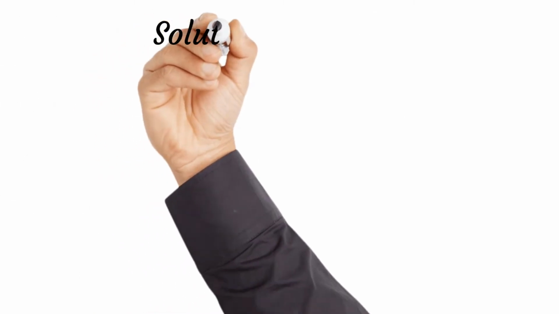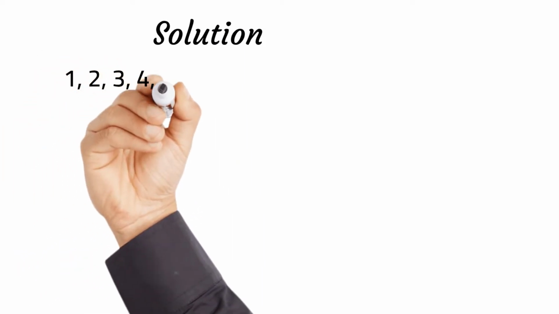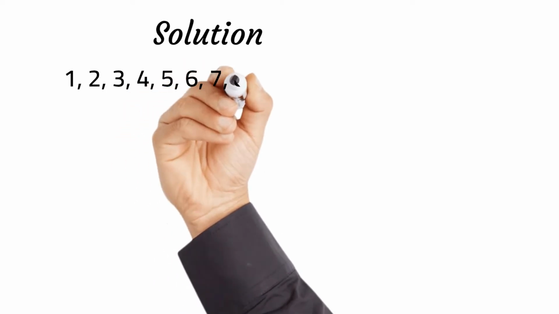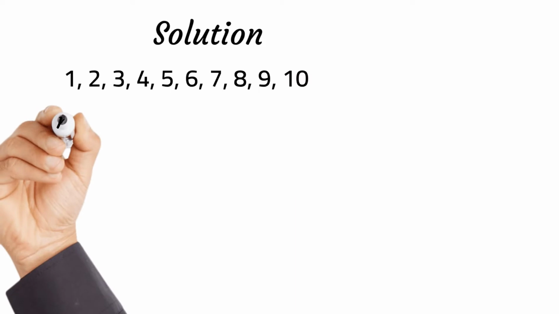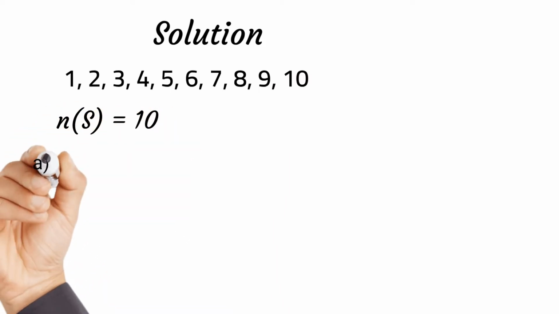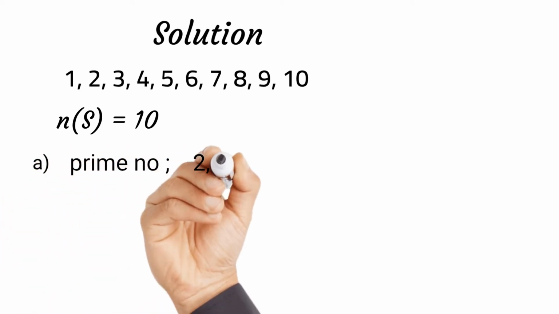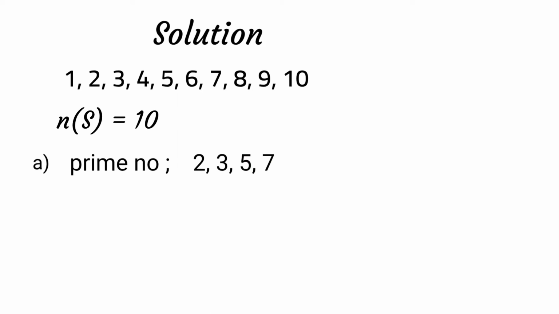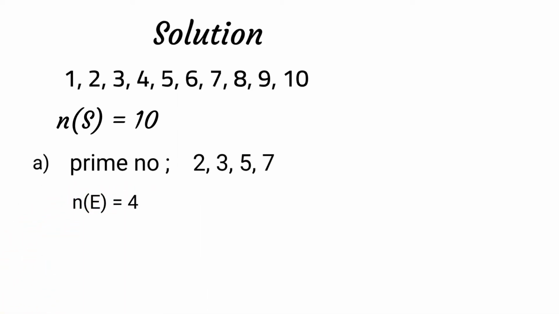Okay, solution. We list out the numbers from 1 to 10 first. So we have 1, 2, 3, 4, 5, 6, 7, 8, 9, 10. So this means that our number of sample space is equal to 10 because we have 10 activity, right? Now out of this 10 activity, we are looking for a prime number. The prime numbers between 1 to 10 are 2, 3, 5, and 7, meaning that number of event space is equal to 4. Is that okay?